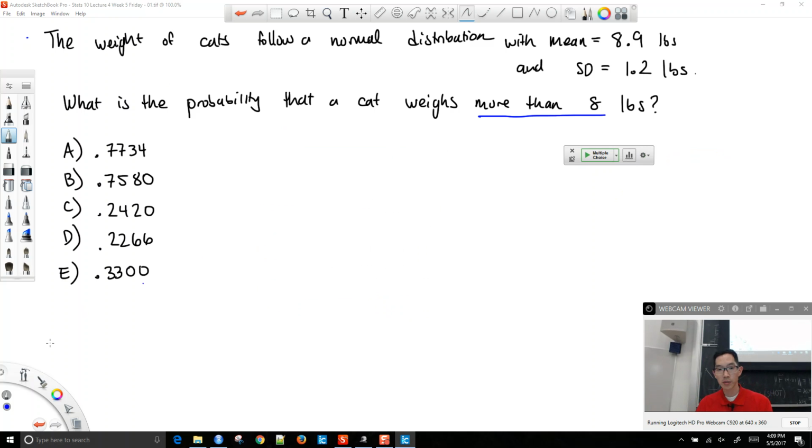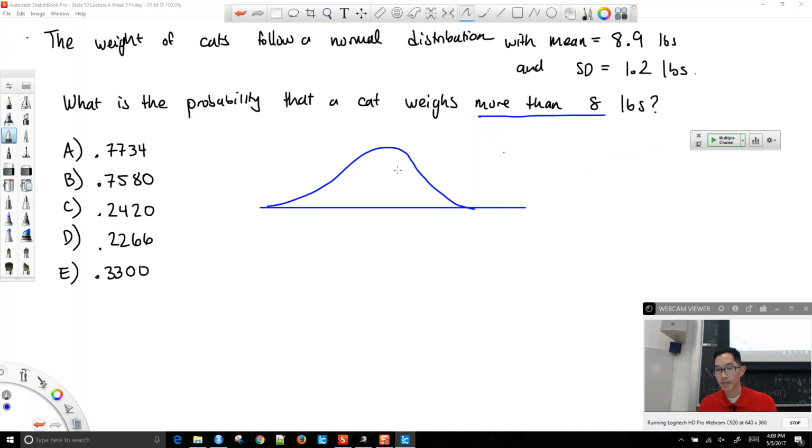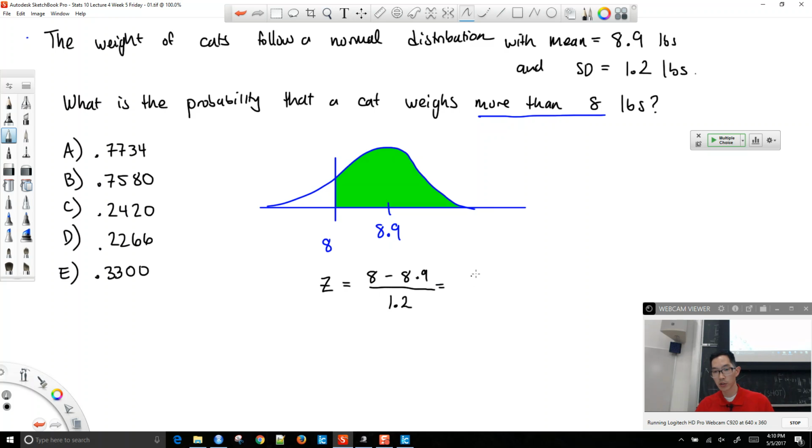Answer choice A. So let's just see here. So here we're going to draw a curve. This is supposed to be symmetric. 8.9 goes in the middle. We're drawing a cutoff line at 8, and over here we want to know the area to the right. So the first thing we do is find the z-score: 8 minus 8.9 divided by 1.2, and we get negative 0.9 divided by 1.2. I get a z-score of negative 0.75.